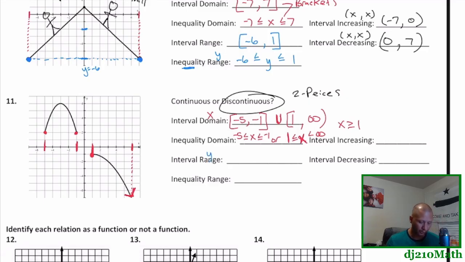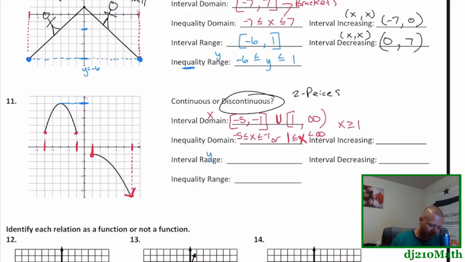Range. Range is the y values. All right, this is where I've seen a lot of people mess this up. So we're on the y-axis, and we say, what's the largest that y can be? It could be +6. All right, my bad. So yes, it is 6, but we always start at the bottom.